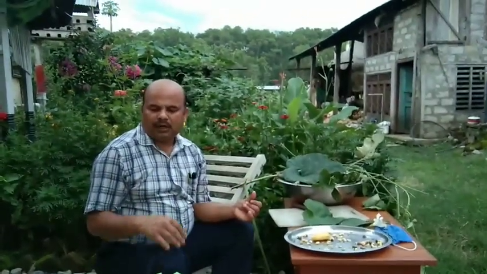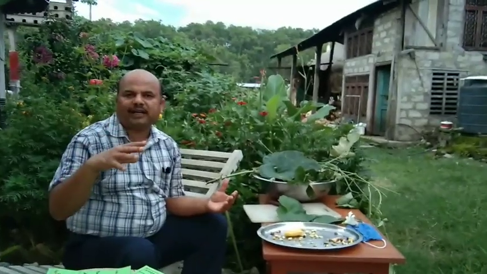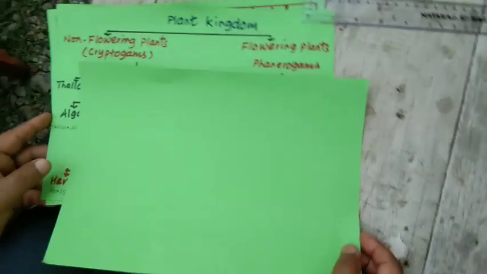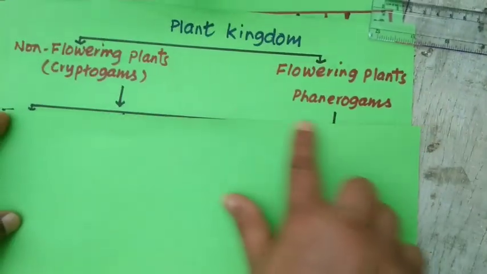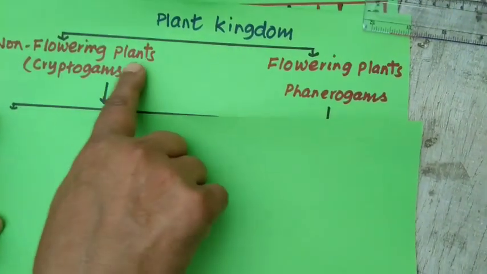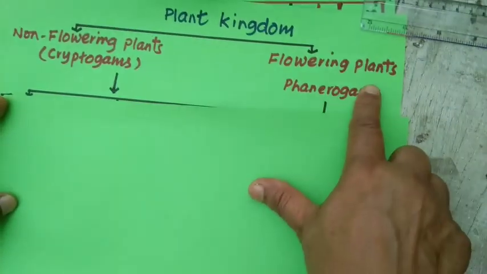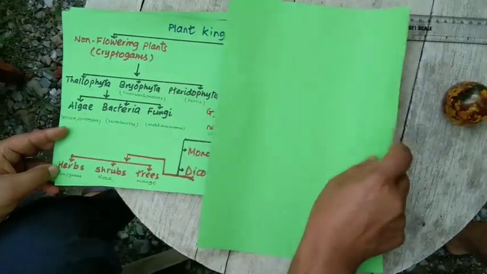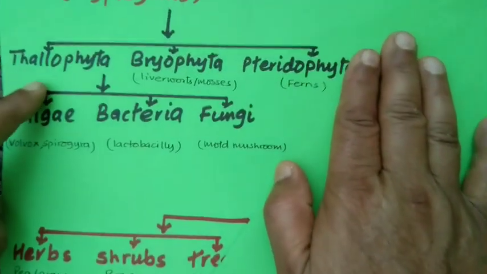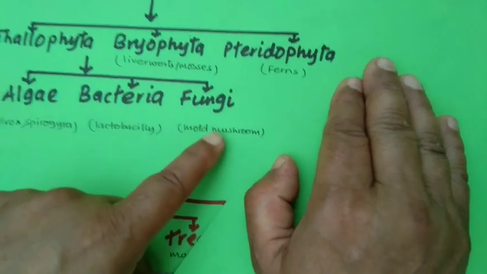First of all, I would like to describe where monocot and dicot lie in the plant kingdom. Please see, the whole plant kingdom is categorized into flowering plants and non-flowering plants. Non-flowering plants are cryptogams and flowering plants are phanerogams. These non-flowering plants are divided in this way: thallophyta, bryophyta and pteridophyta.